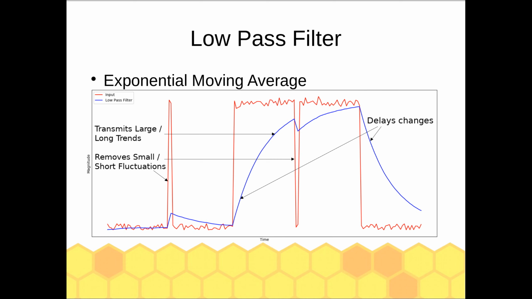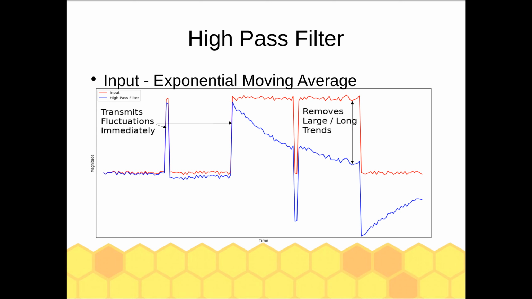This is a diagram of a low-pass filter. Grid cells use a simple exponential moving average. The red line is the input to the filter, and the blue line is the output of the filter. The low-pass filter removes small and fast changes from the input, but allows larger and longer-lasting changes to pass through it. It also delays all changes to the input before transmitting them to the output.